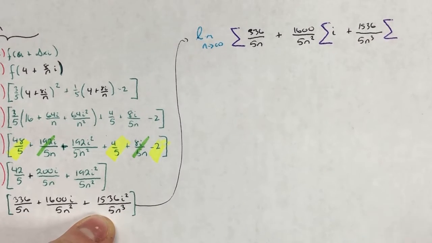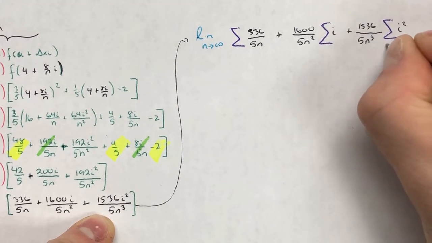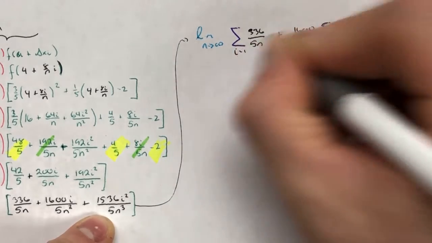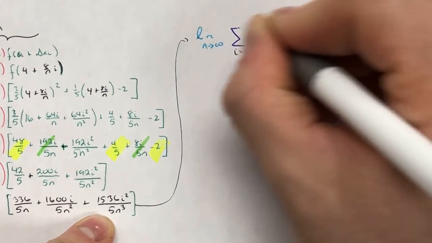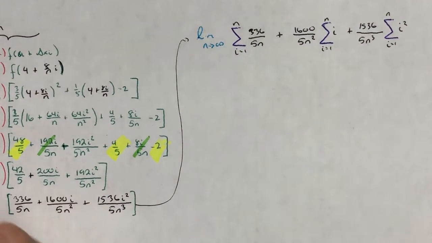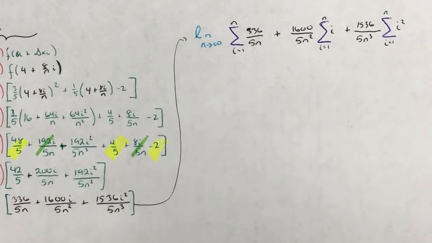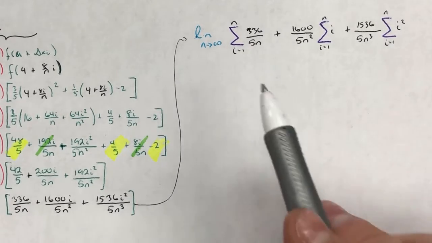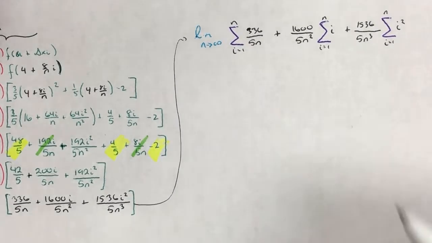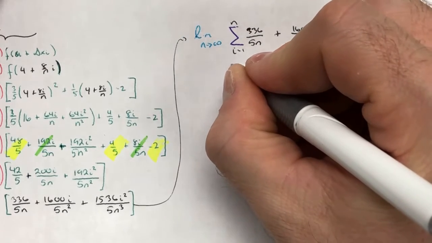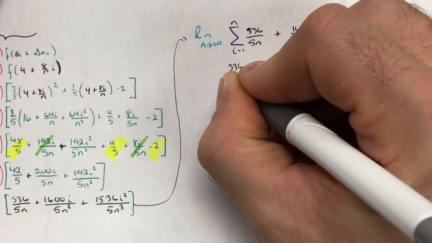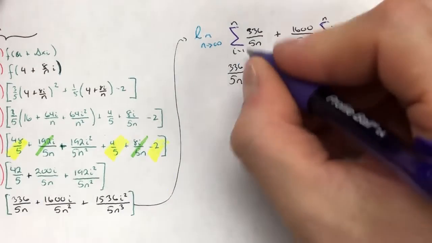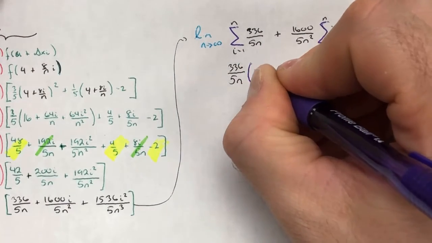Sum of i squared from the first to the last rectangle on each one of these. And so what we see is that we have 3 of them. We're going to go ahead and start sectioning these off. So I have 336 over 5n times n.